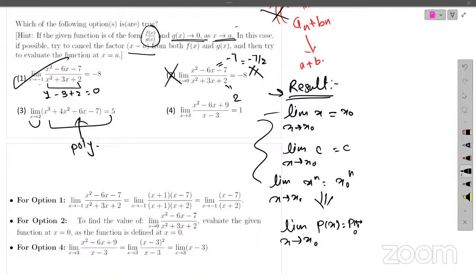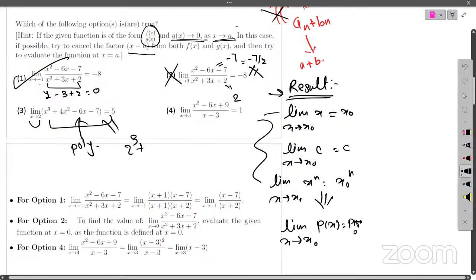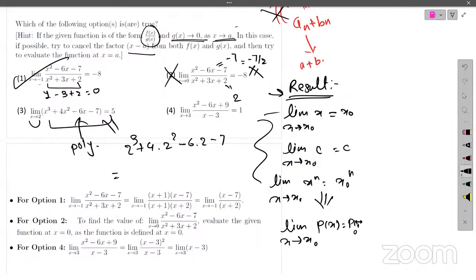So this is a polynomial. What we have to do is just substitute x equals 2. So if we do that, this is nothing but 2 cube plus 4 into 2 square minus 6 into 2 minus 7. Correct. So I just have to calculate. It's 8 and 16 minus 12 minus 7. So what will it be? It is equal to 5, I think, right? Yeah, 19, so 5. So that's why this option is correct.